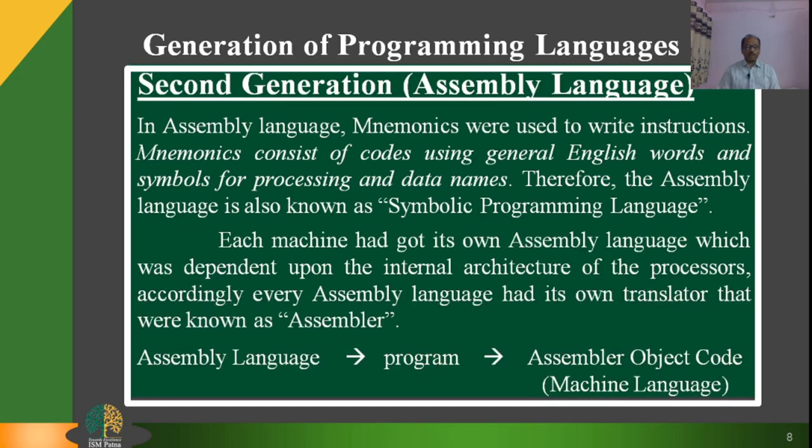The second generation programming language was known as assembly language. In assembly language, mnemonics were used to write instructions. Mnemonics consist of code using general English words and symbols for addresses and data names. Therefore, assembly language was also known as symbolic programming language. Each machine had its own assembly language, which was dependent upon the internal architecture of the processor. Every assembly language had its own translator, known as an assembler.